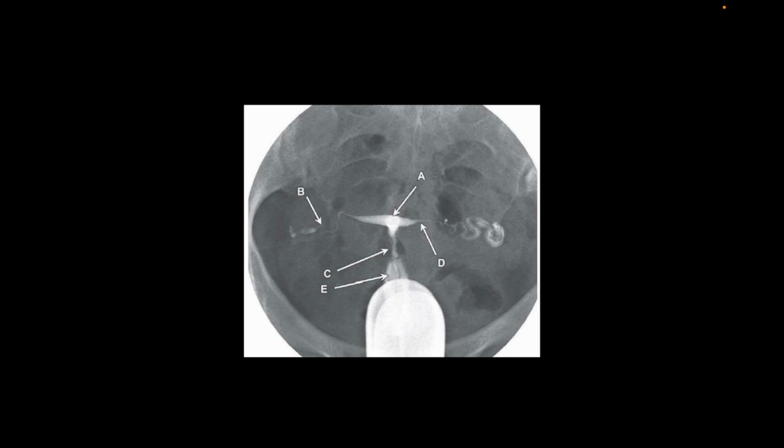B is the right fallopian tube. C is the cervix. E is the isthmus of the left fallopian tube. That's just the proximal part of it. And then E is the vagina.